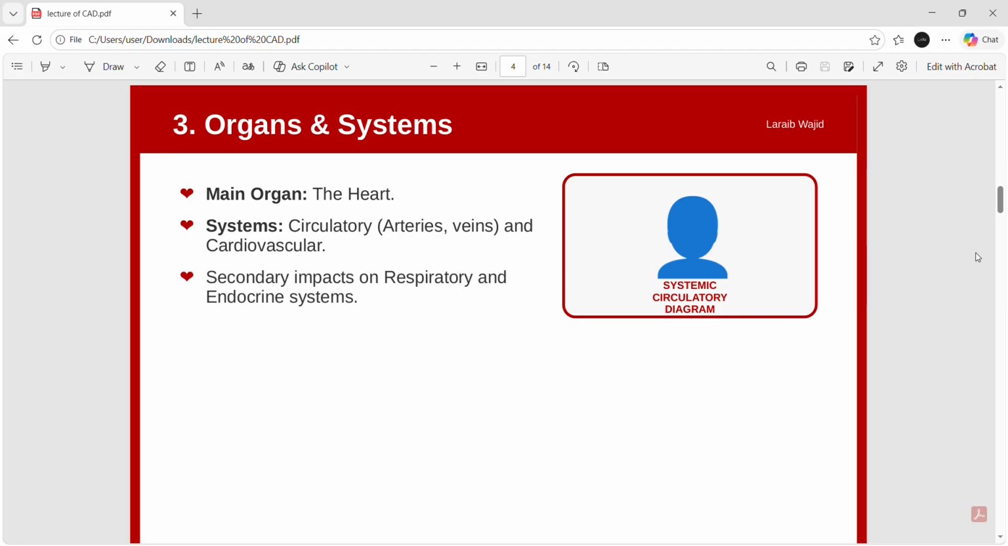So basically the organ which is involved is called the heart. This disease affects the circulatory and cardiovascular systems, including arteries and veins. It also impacts other systems like the respiratory and endocrine systems.